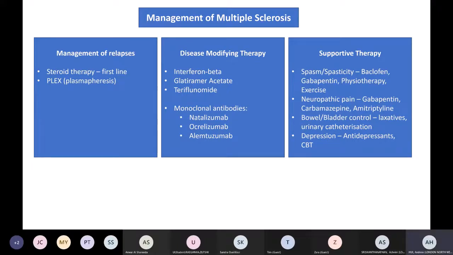And finally, we need to provide supportive therapy. Again, if they have spasm or spasticity, we can give them baclofen or physiotherapy, and exercise helps because these patients do become very fatigued. If they have neuropathic pain, we can give them gabapentin or other neuropathic pain medications like amitriptyline or carbamazepine. And if they develop problems with their bowel or bladder, we can use laxatives or urinary catheterization. Multiple sclerosis is also sometimes linked with depression, and so we could provide antidepressants or CBT.